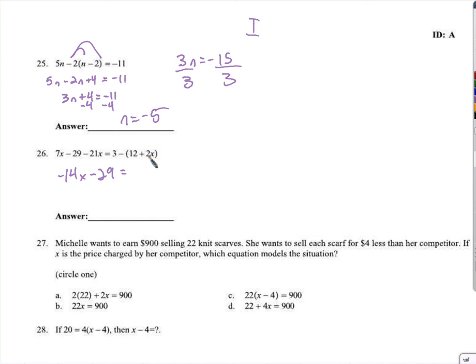How do I subtract 12 plus 2x? Well, I subtract 12 and I subtract 2x. I distribute the negative. Minus 12 minus 2x. Okay. I'm going to collect like terms over on the other side now. Negative 14x minus 29 equals negative 9 minus 2x.